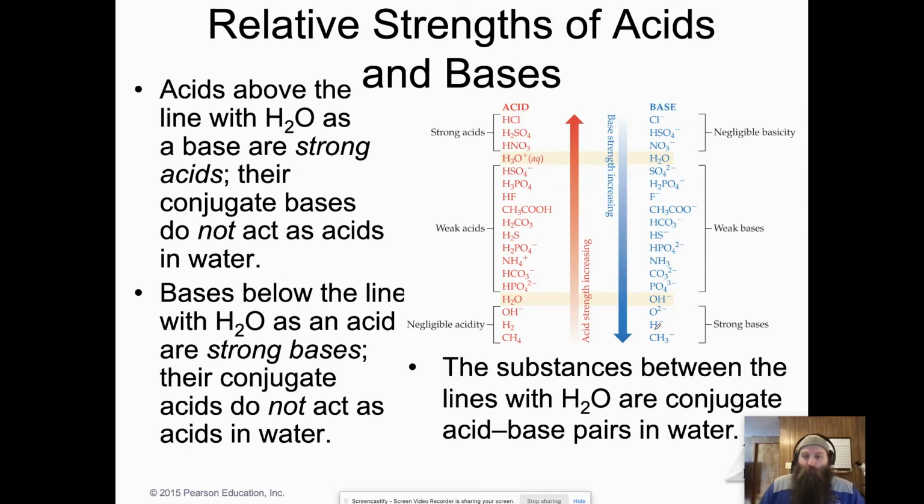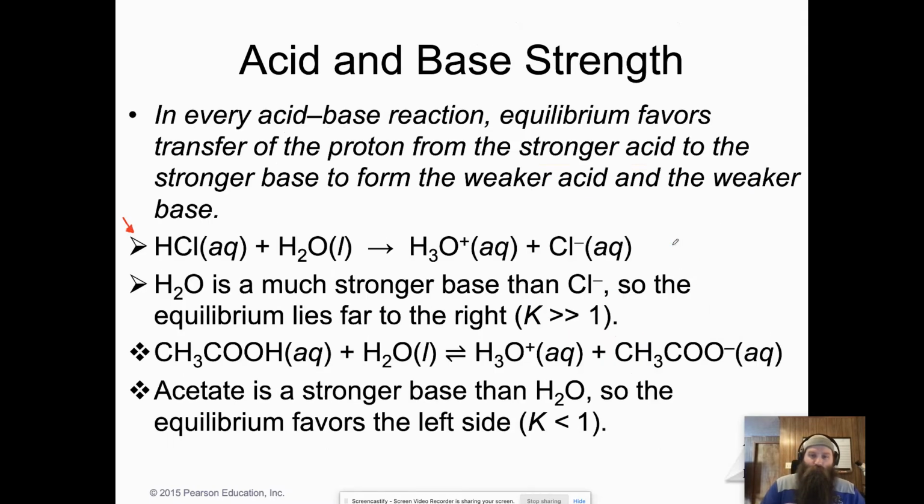Let's go back and confirm that. So as we go down this chart, we get stronger bases. We see that water is stronger than Cl minus. So since water is a stronger base than Cl minus, the equilibrium, the K value, is going to be greater than 1. It's going to lie far to the right. And in that case, we're going to see a reaction that proceeds to the right. We're going to make products.